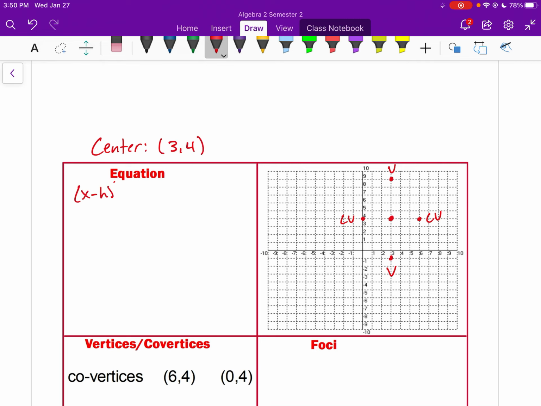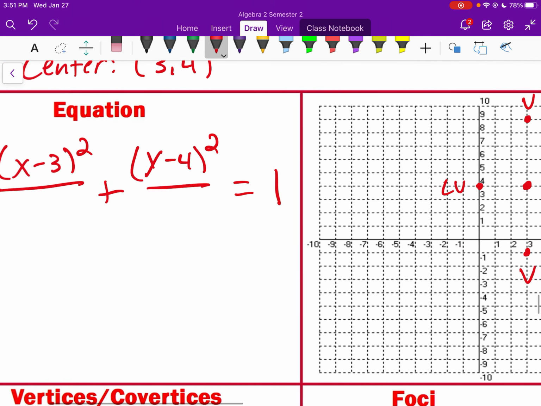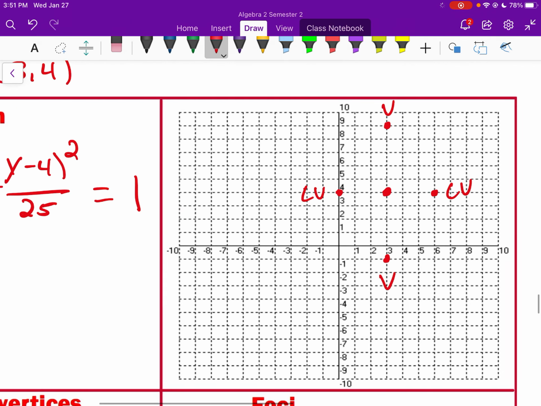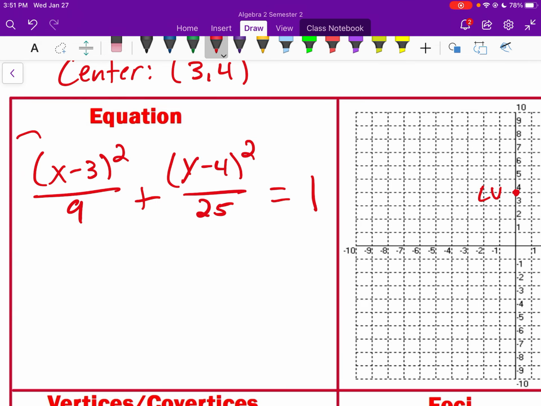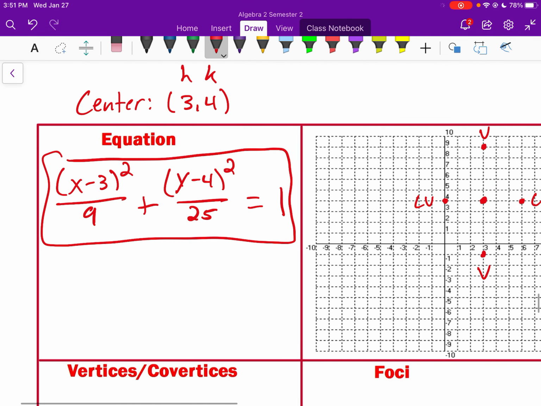Okay, so x minus h squared. We're not even going to write that here because I'm going to ignore that. Let's put our h and k in right away. We're going to have x minus 3 squared over something plus y minus 4 squared over something is equal to 1. Then I'm just going to go to our points that we plotted, up and down. That's under our y. We went up 1, 2, 3, 4, 5. So up 5, 5 squared is going to give me 25. Left and right 3, so 3 squared is going to give us 9. So there is our equation for the ellipse with those vertices and co-vertices.